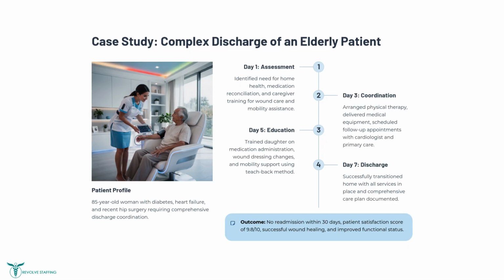Let's take a quick walkthrough of discharge planning for an 85-year-old patient with diabetes, heart failure, and recent hip surgery, requiring comprehensive discharge coordination. On day 1, assessment is carried out. The need for home health, medication reconciliation, and caregiver training for wound care and mobility assistance are identified. On day 3, physical therapy is arranged, medical equipment delivered, and follow-up appointments with cardiologist and primary care are scheduled. Caregiver is trained on medication administration, wound dressing changes, and mobility support using teach-back method on day 5.